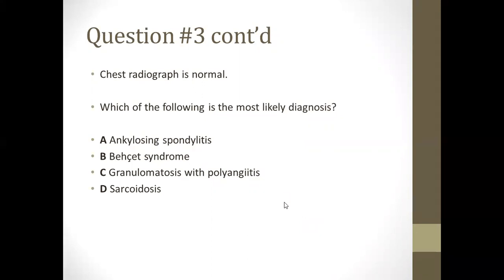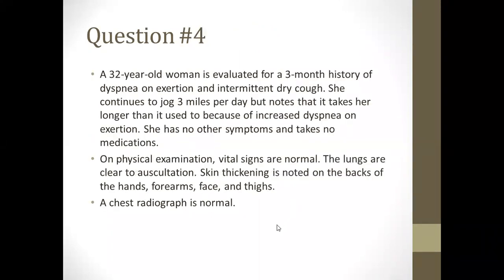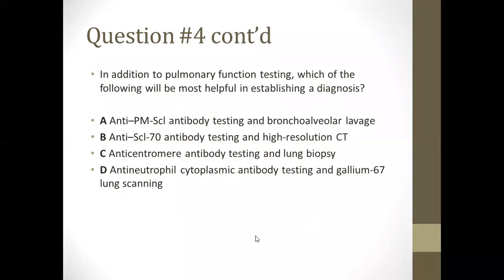Okay, last one. I'll go real quick. 32-year-old woman, 3-month history, dyspnea on exertion, dry cough. She continues to jog 3 miles, but notes that it takes her longer because she's getting short of breath. No other symptoms, no meds. Physical exam normal, lungs clear. She has skin thickening on the back of her hands, forearms, face, and thigh. Chest x-ray normal.